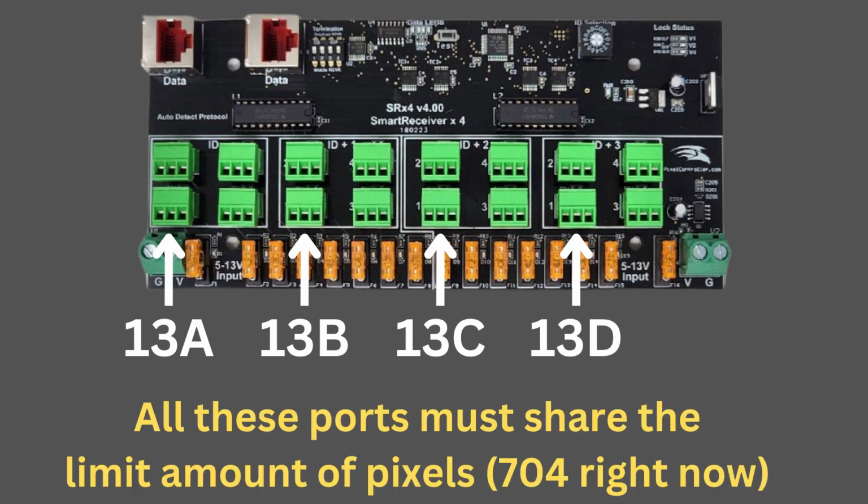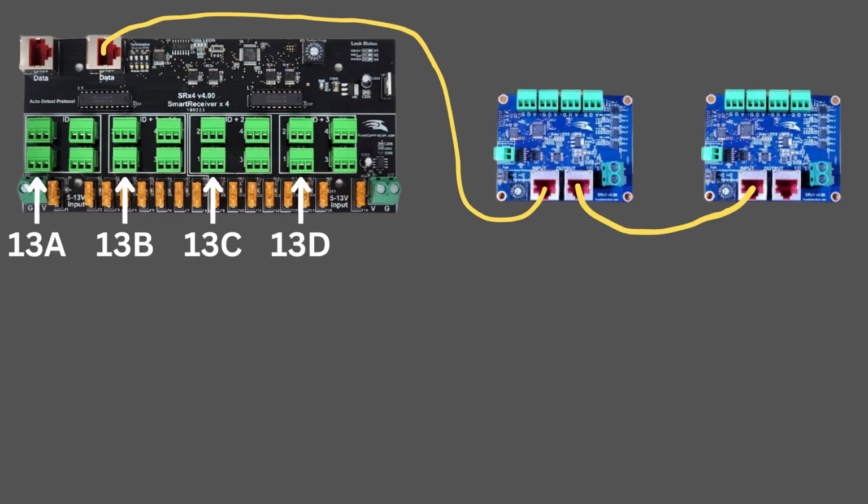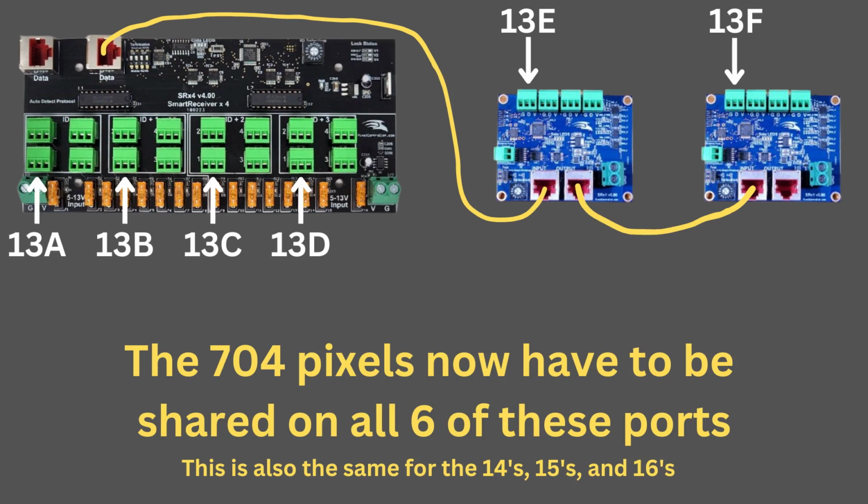And then if we were going to run some pixels on it, all of the 13 ports need to share 704 pixels since we're still in 48 port mode. So 13A, 13B, 13C, and 13D need to share 704. And if you added another receiver or 2 more at the end, you would also need to share the 704 with the 13 ports on there.